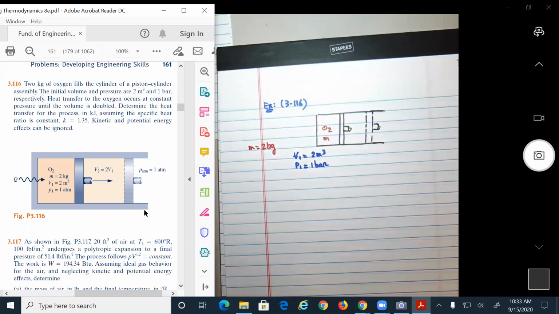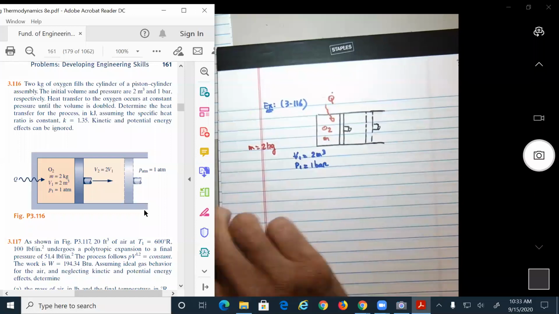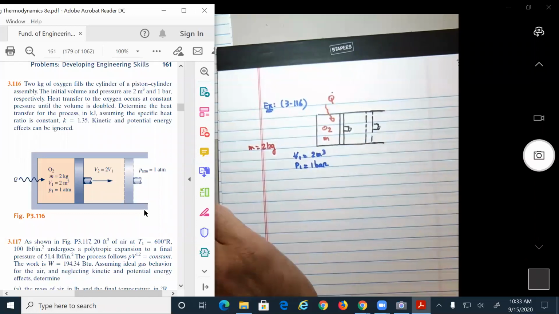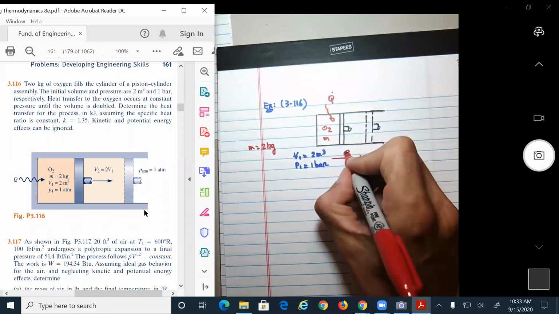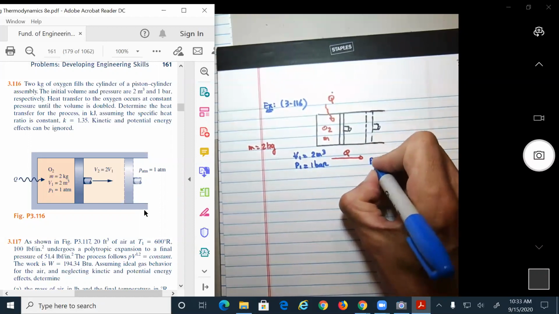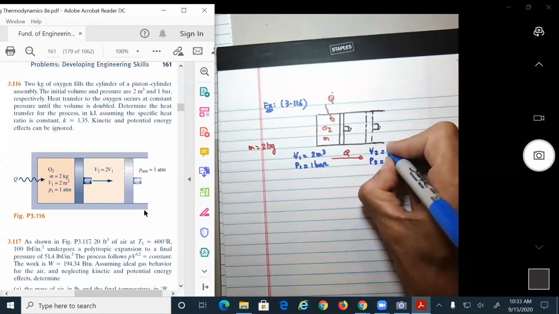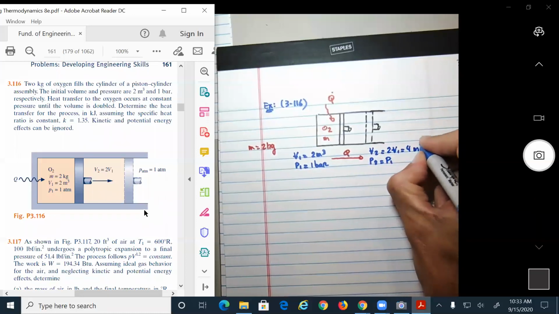Respectively, heat transfer to the oxygen occurs at a constant pressure until the volume is double. So basically, they said they put heat over here until, let's say we go here, something happens in this process, we add heat until the volume is double. Heat transfer to the oxygen occurs at constant pressure. So constant pressure, let's say P2 equals P1, that's normal, until the volume is double. That makes sense. So V2 will be equal to 2V1, equal to 4 cubic meters.